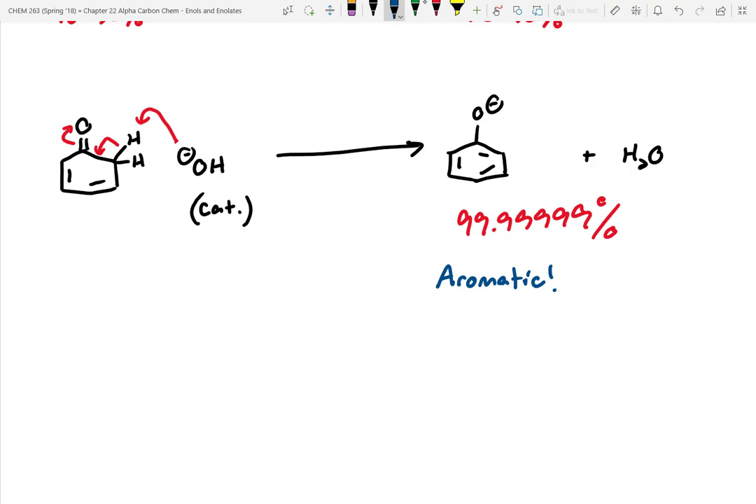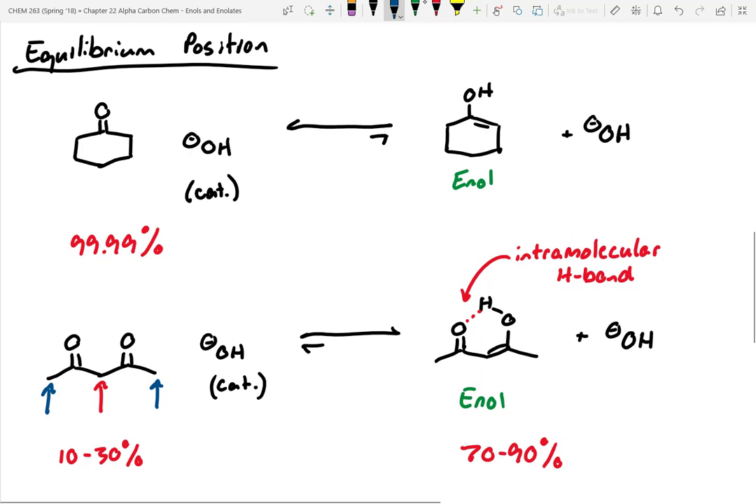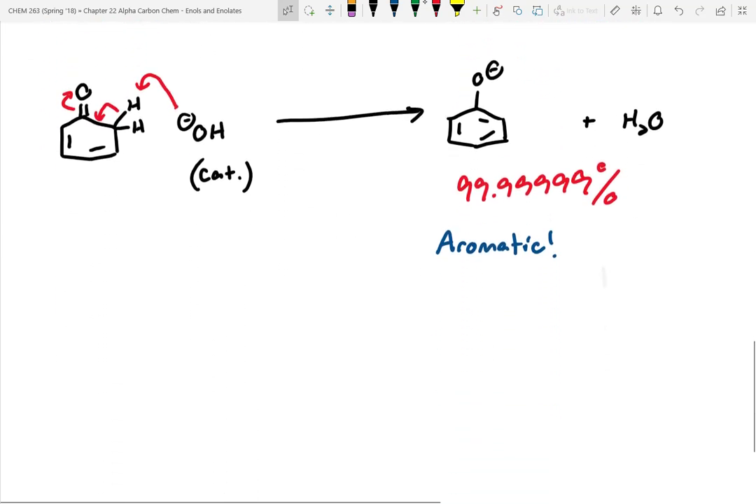Does that make sense? So in most examples, we'll see equilibrium position usually favors the starting material. However, sometimes it will favor the product side if you've got some resonance occurring. In addition, if you're trying to form your enolate rather than your enol, you can just crank on it with really strong base and push the equilibrium that way. So base strength and resonance stabilization plays a huge role. All right, so let's look at reactivity.